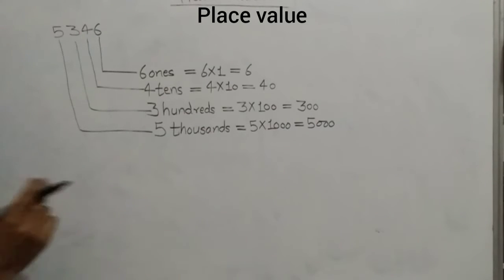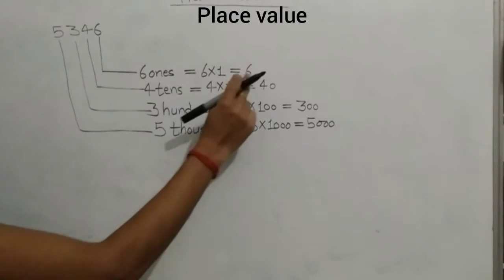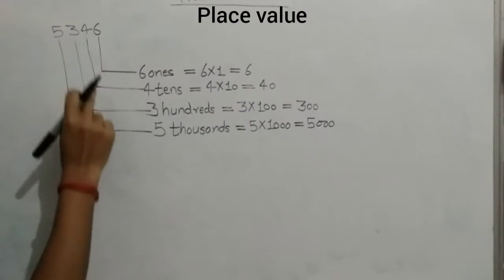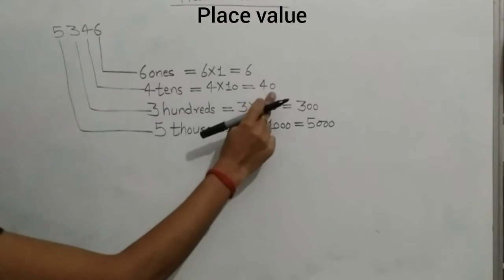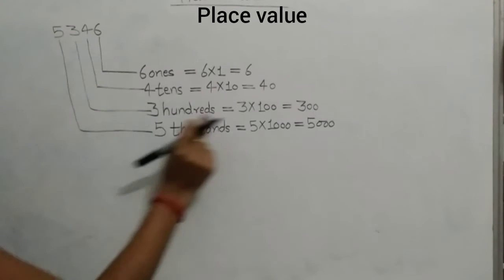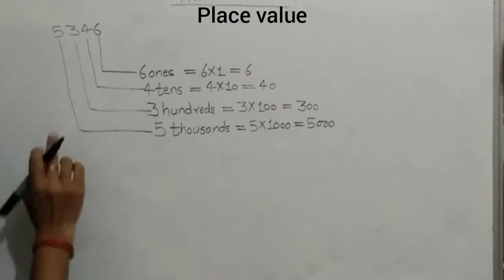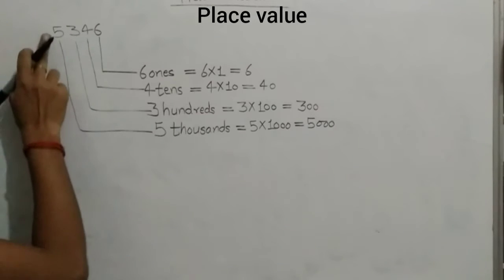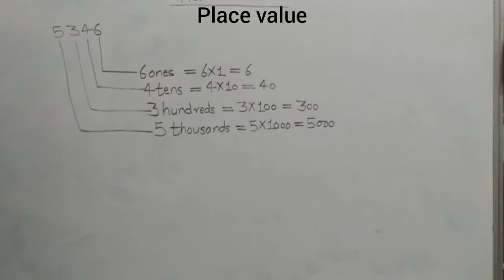So the place value of the digit 6 is 6. The place value of the digit 4 in this number is 40. The place value of the digit 3 is 300 and the place value of the digit 5 is 5000. Okay, let us see another example.